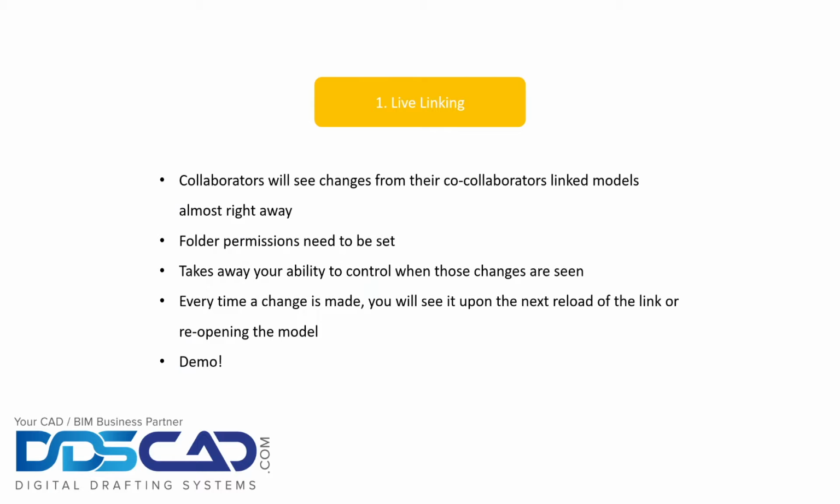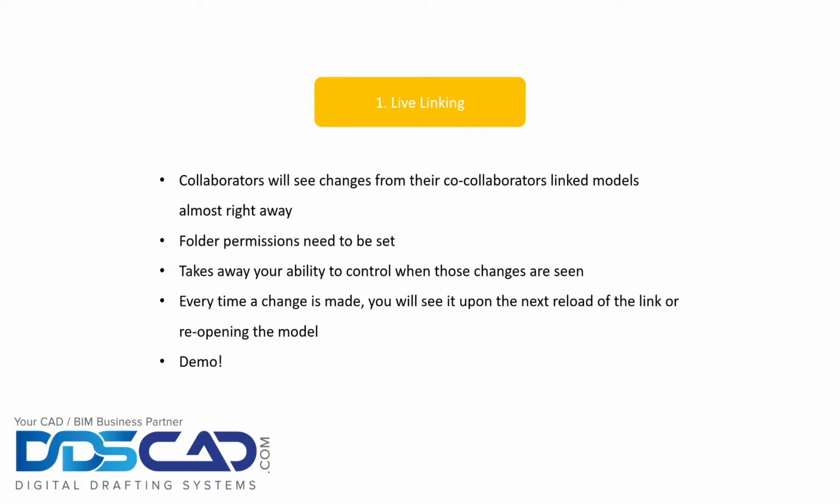Okay, so starting with live linking. So what is live linking? With a live linking method, you will basically link directly to the working location of that co-collaborator's model. So that means if the MEP is working on the model directly in their folder, you're linking directly to that location. What does that mean? That means that you're going to see the changes that those co-collaborators are making in their model pretty much right away, if not with a slight delay, depending on how often you're reloading or any of those sorts of things.